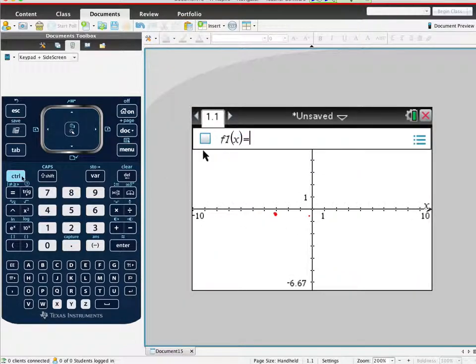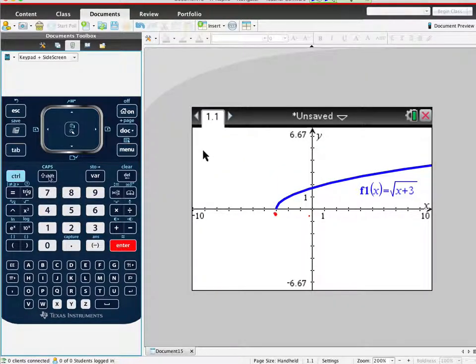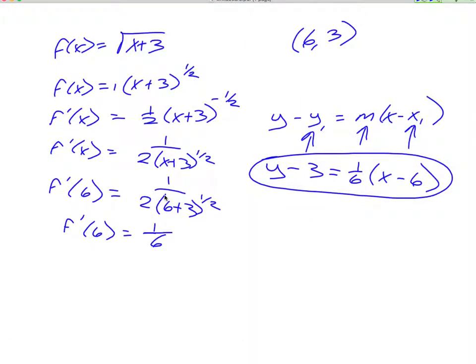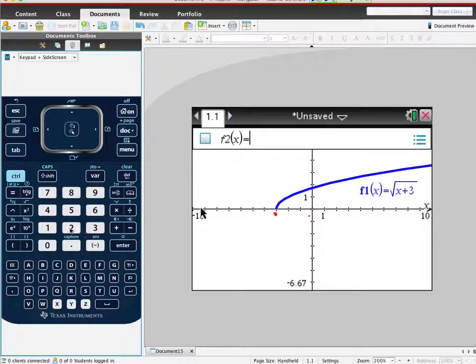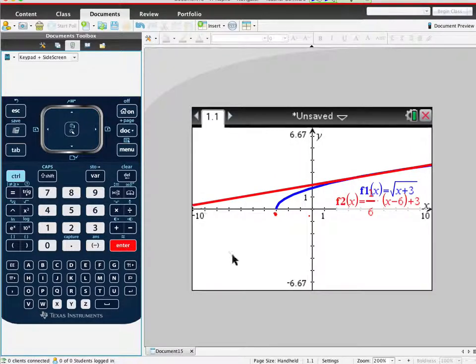So my graph is a square root. Was it x plus 3? Yes. You do have to get y by itself, but what I'm saying is it is not necessary unless you're wanting to put it into your calculator. But I do not have to solve it all the way. What was the slope? 1/6. It was x minus what? 6. Plus 3. So there it is.